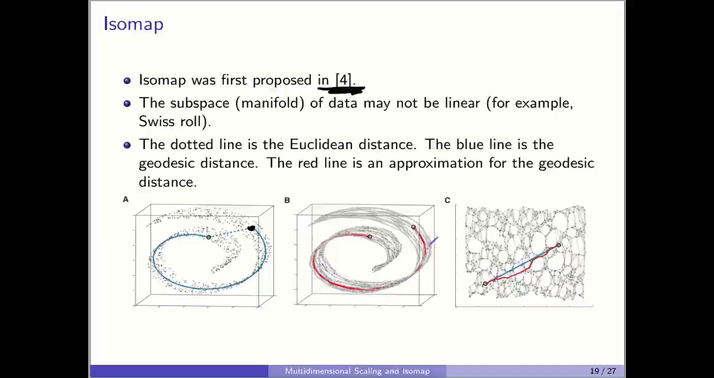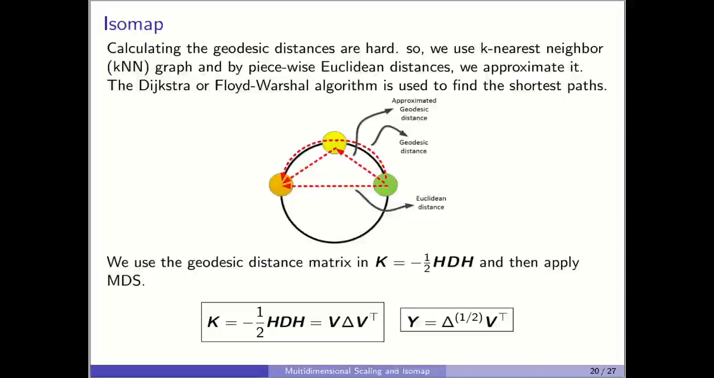Here you can see this approximation in figure C better. If we apply a k-nearest neighbor graph on data, and move from this point to this point by piecewise Euclidean distances, we can approximate this geodesic distance, because calculation of geodesic distance is very hard. It requires differential geometry, but you can approximate it. Let's consider these three points: green, yellow, and orange. The Euclidean distance is this. This is wrong because we don't have any path here. This is the correct path. This is geodesic distance. However, we can approximate it using piecewise Euclidean distances.